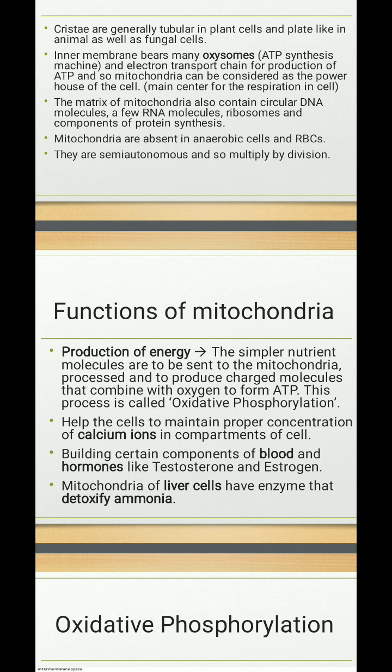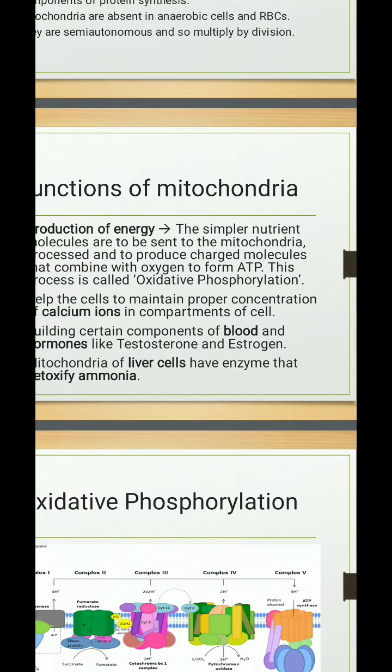As we know, calcium plays a very significant role in various tasks of the body. Mitochondria are also responsible for building certain components or molecules of blood, as well as a variety of hormones, that is testosterone as well as estrogen. Mitochondria, especially of liver cells, have the enzymes which detoxify ammonia, and in other words, they are mainly involved in the detoxification process of the body, right?